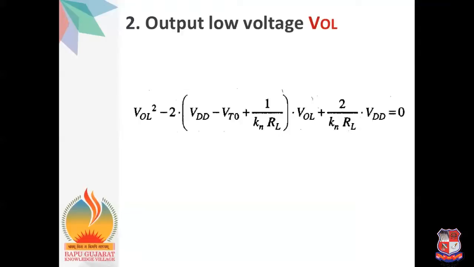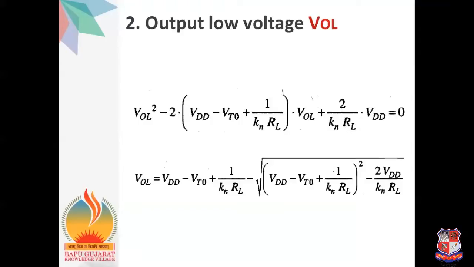One is the valid one and the second one is the invalid one. So here the valid one shows the equation for VOL. VOL = (VDD - VTO + 1/(KnRL)) - √((VDD - VTO + 1/(KnRL))² - 2VDD/(KnRL)). So this is the equation for the output low voltage.